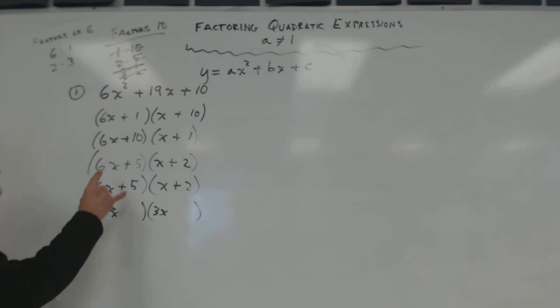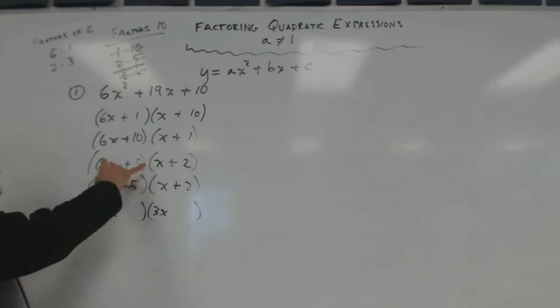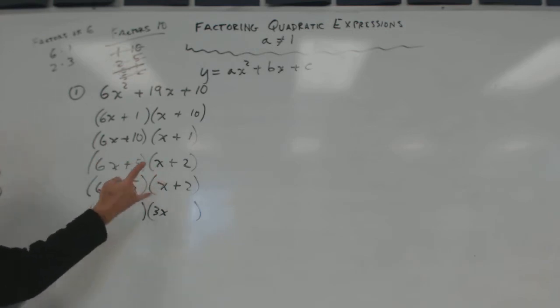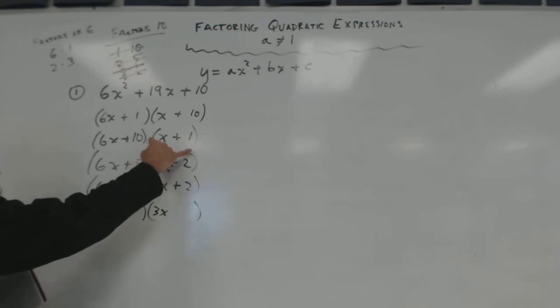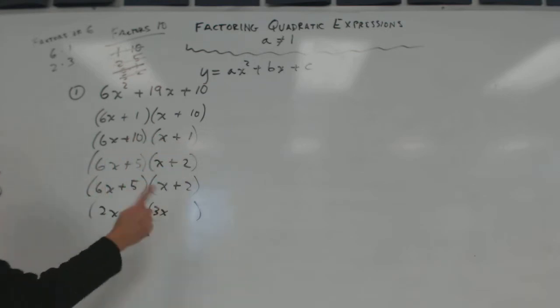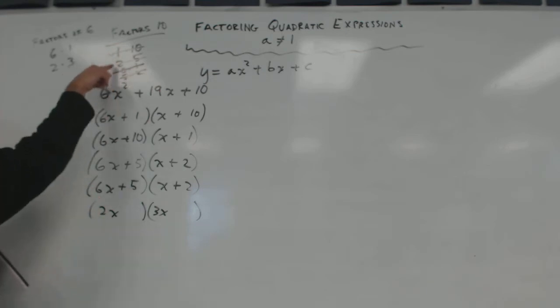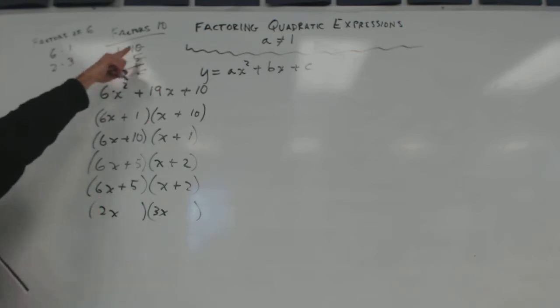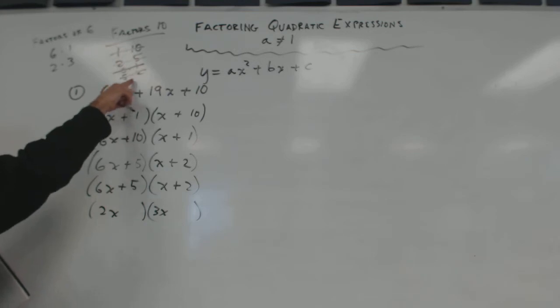Now notice I don't have to switch the 6x and the x. I don't have to do that, because just by switching the last numbers, I'm doing that. Does that make sense? So it's only the last numbers that have to be switched. So those are still the ones I have to use. I have to use 1 times 10, 2 times 5, 10 times 1, or 5 times 2.